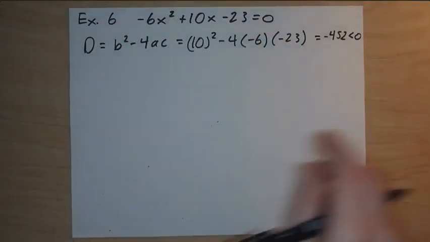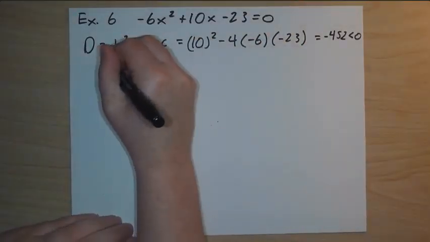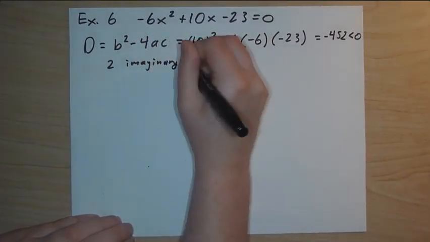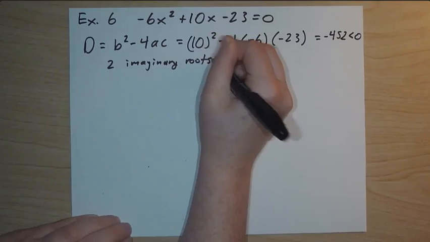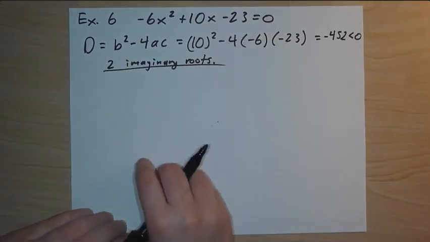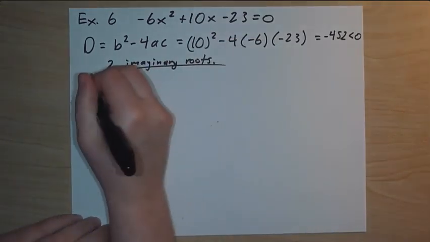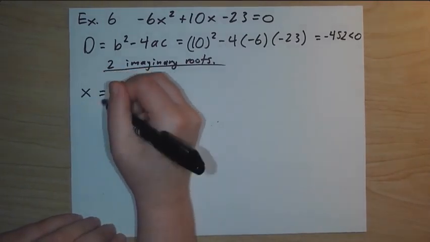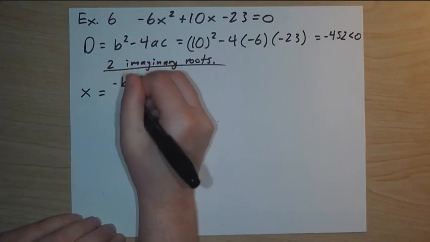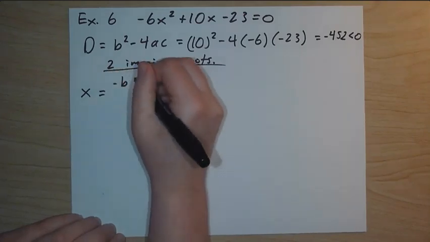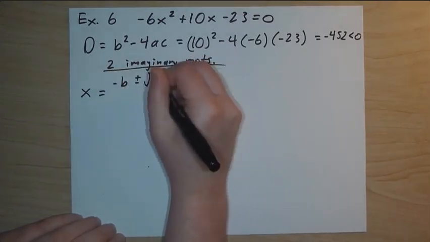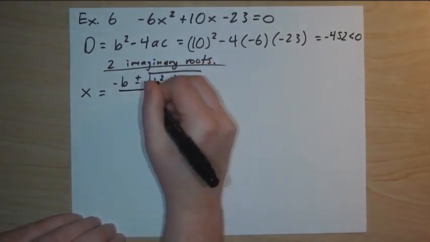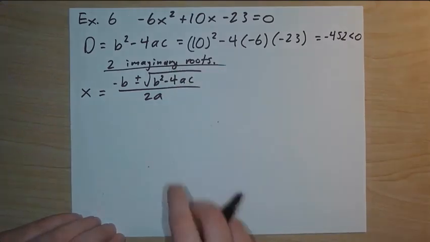So we know that there's 2 imaginary roots. So let's figure out what those roots are. And we're going to do that the same way we've done with every other kind of root. We're going to use the quadratic formula. So x is equal to negative b plus minus the square root of b squared minus 4ac divided by 2a.